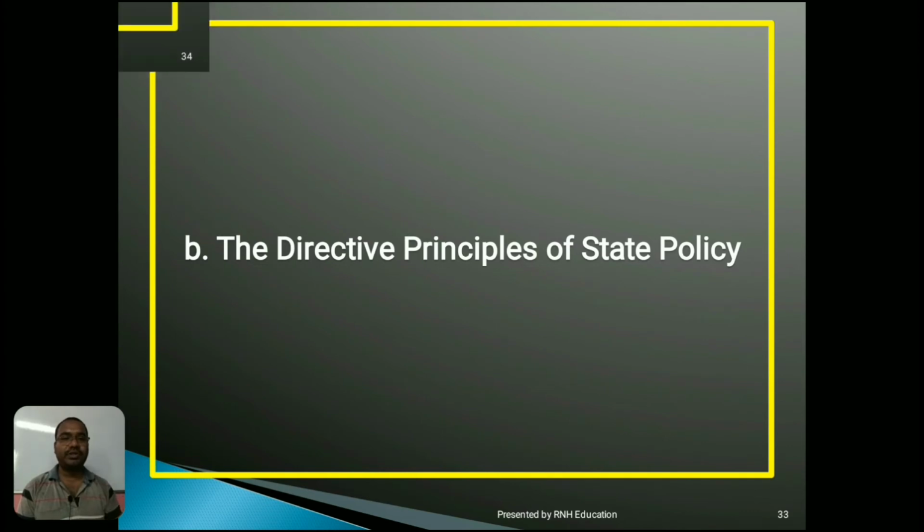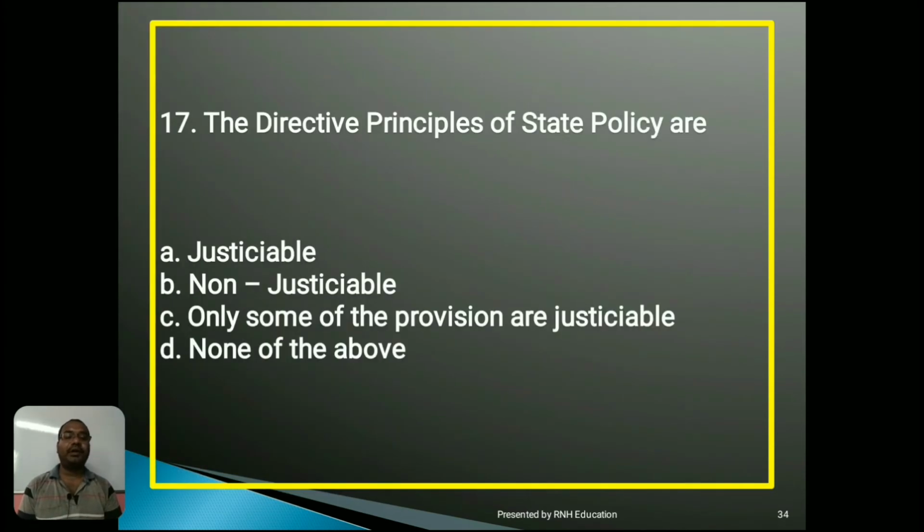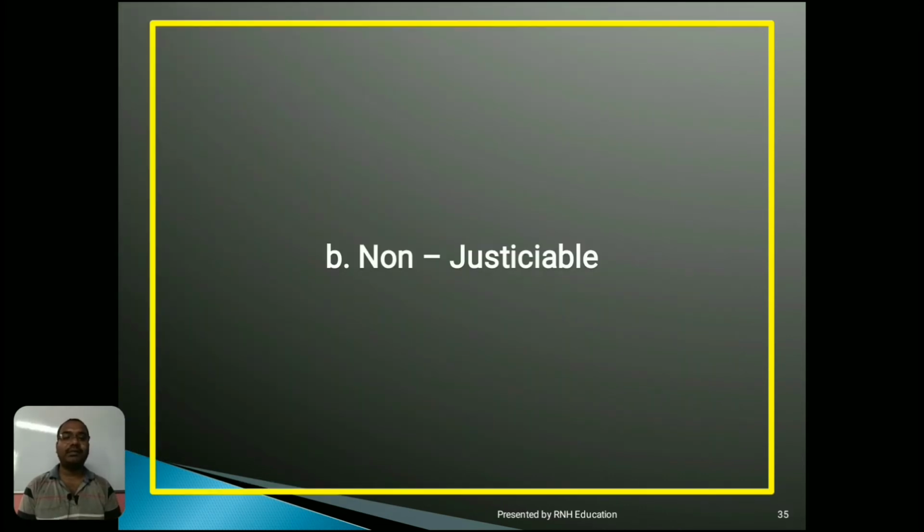Going to next one, the next question, that is question number 17. The directive principles of state policy are. Options are A, justiciable, option B, non-justiciable, option C, only some of the provisions are justiciable, and option D, none of the above. Now see the answer. The answer is option B, that is non-justiciable.